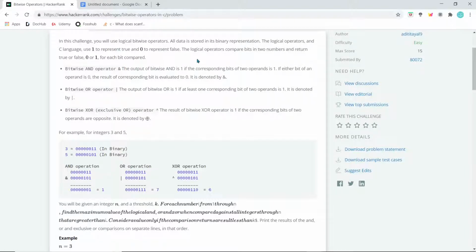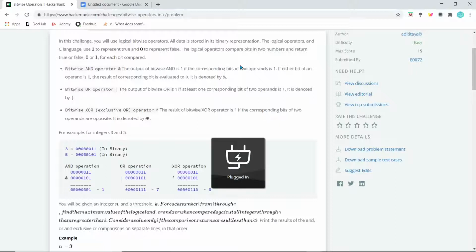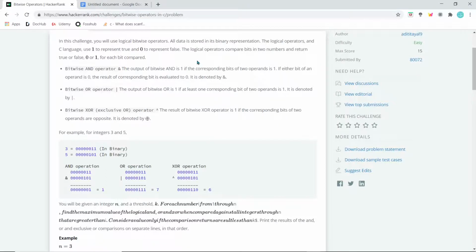Okay, the job of logical operators is to compare bits in two numbers and give us a result which is either true or false, for each bit compared. Now, the first one is the bitwise AND operator. The output of bitwise AND is 1, that is true, if the corresponding bits of two operands are 1. If either bit of an operand is 0, the result of the corresponding bit is evaluated to 0.